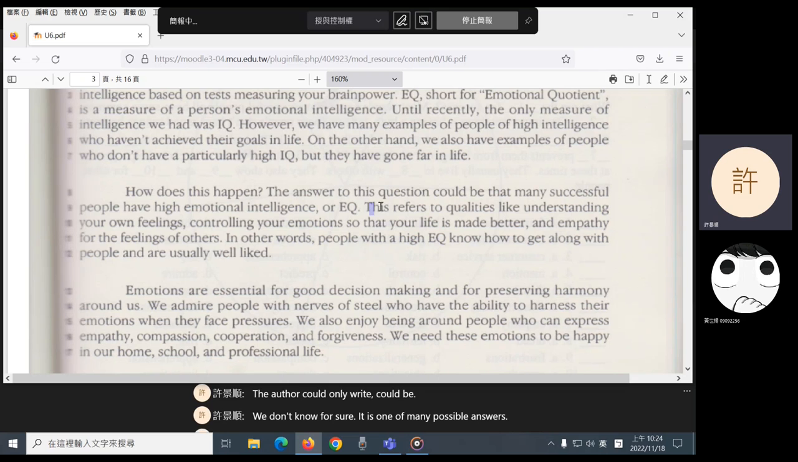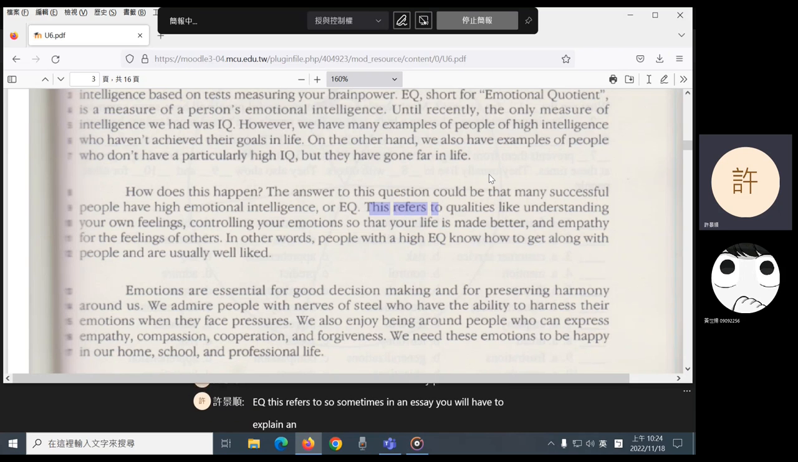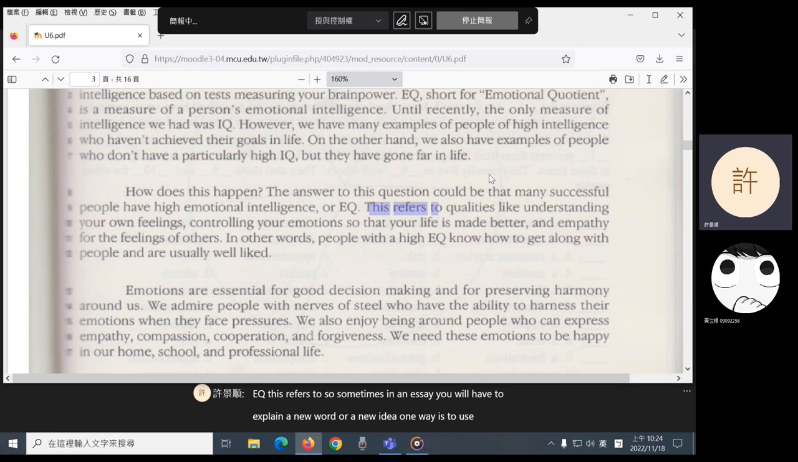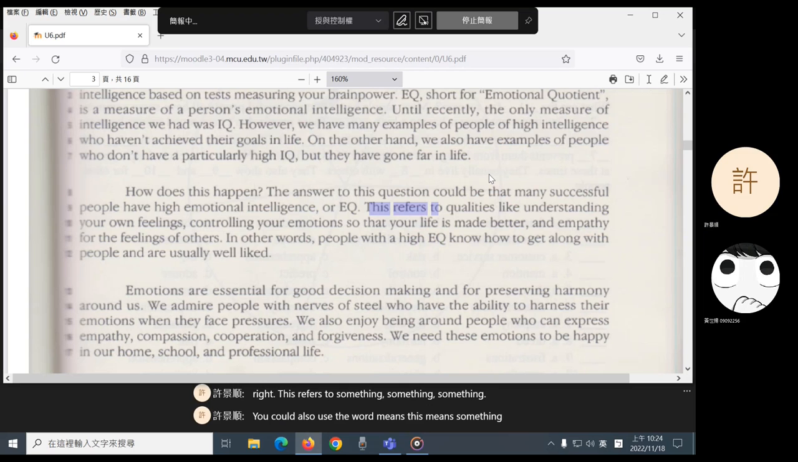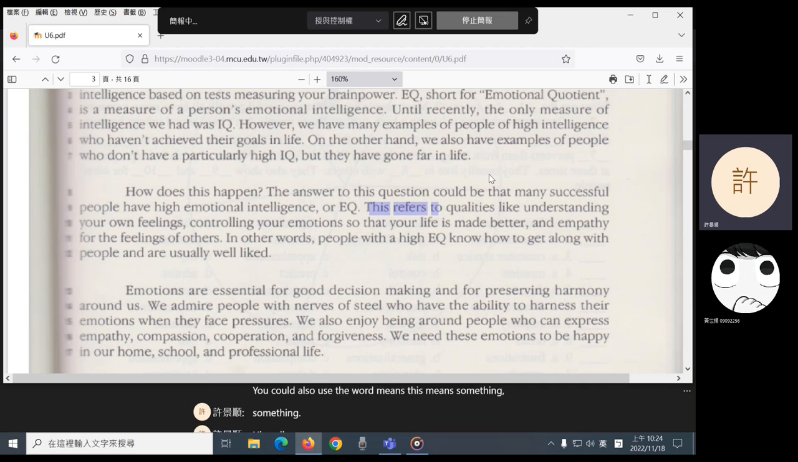EQ, this refers to. So sometimes in an essay, you will have to explain a new word or a new idea. One way is to use this, right? This refers to something, something, something. You can also use the word means. This means something, something. Another way is you can give the explanation, and at the end you say, that is EQ.